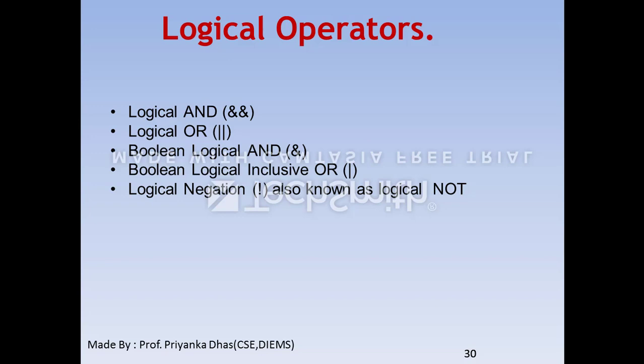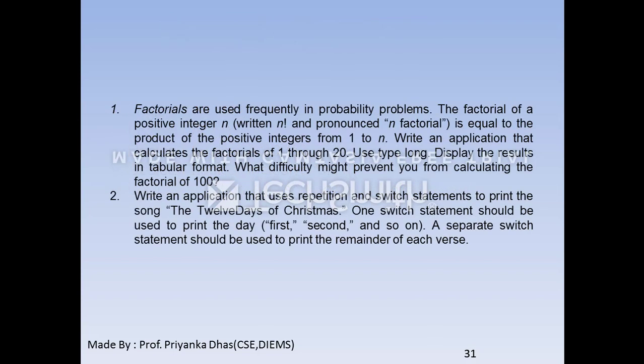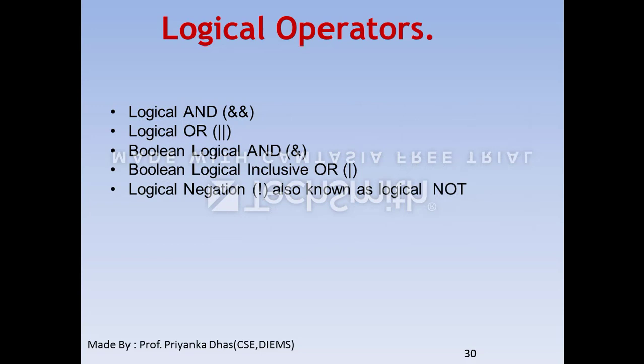Suppose I am going for displaying age for voting, or eligibility of voting. In this scenario, age should be greater than or equal to 18. Here you can use logical negation also. If age is not equal to 18 or age is less than 18, then you are not eligible for voting.